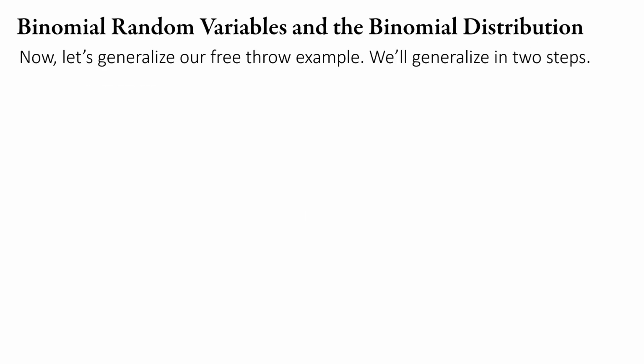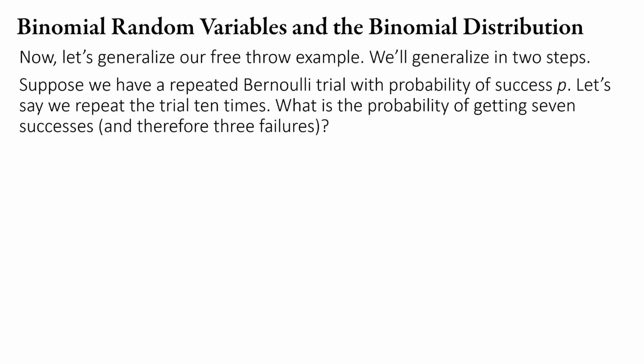Okay, let's generalize our free throw example, and we're going to generate the binomial distribution formula from this. We'll take 2 steps to generalize. First, we're going to have a generic Bernoulli trial with probability of success p, rather than free throws with 75% chance of success. Let's do the trial 10 times. What's the probability of getting 7 successes, and therefore 3 failures, because we're doing 10 trials?